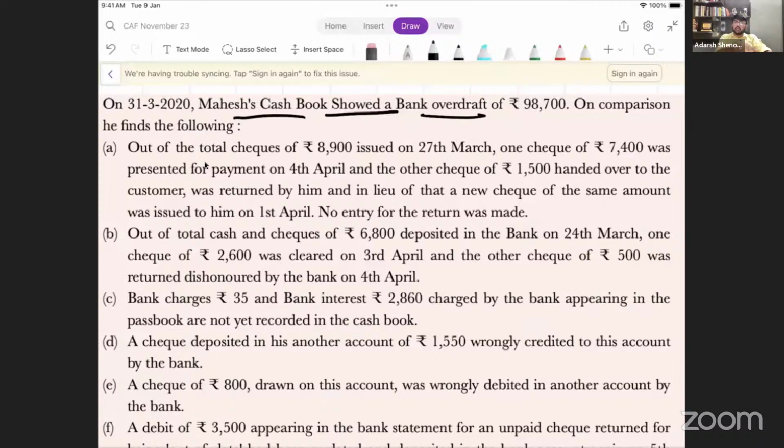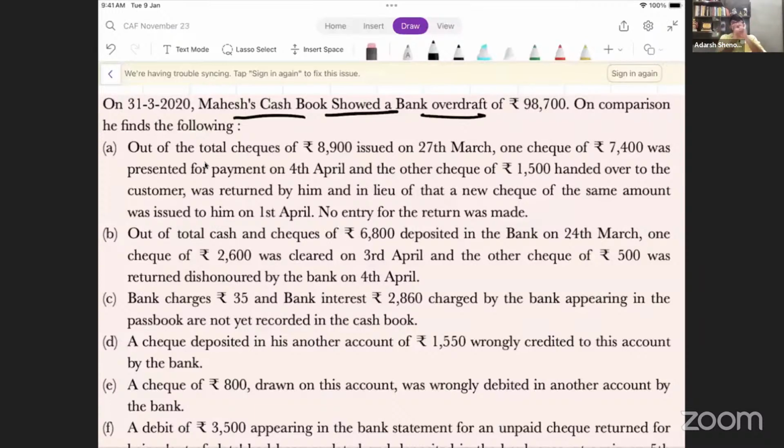But the first part there, 1,500 was returned and no entry for the return was made, they have said. So I had issued a check, but that person has given that check back saying that it's probably not properly written. The date was not written properly. The amount was not clear. After writing the amount in words, that was not clear. Something was wrong. So that is why the check got returned to me.